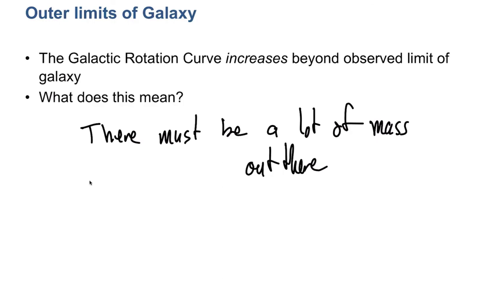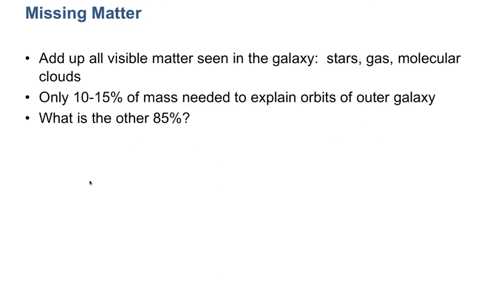Okay, it's even worse than that, though. If you add up all of the visible matter that you can see, even within the sun's orbit, all of the stars, all of the gas, all of the dust, all of the molecular clouds, everything that you can see or even infer is there based on the fact that you can't see things behind it, you only get to about 10 to 15% of the mass that you need to explain the orbits of stars like the sun, and even worse as you go out.